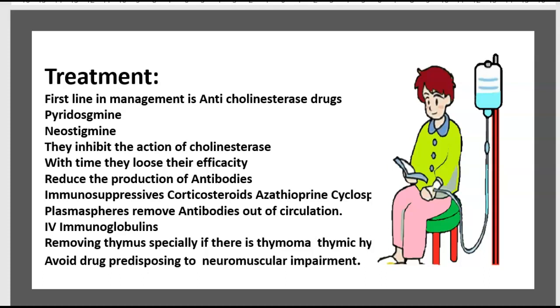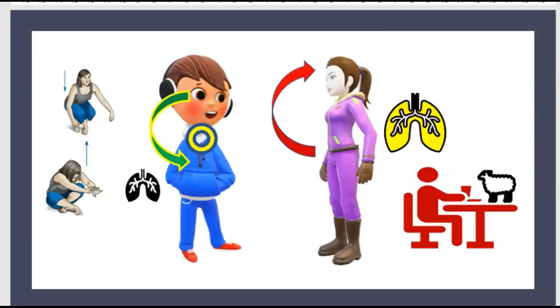To reduce the production of antibody, we use immunosuppressives like cortisone, azathioprine, or cyclosporine. We can also use plasmapheresis, which removes antibody from circulation, and we can give intravenous immunoglobulin. We have to remove the thymus, especially if there is thymoma. And avoid drugs predisposing to neuromuscular impairment, like gentamicin or tetracycline or others.